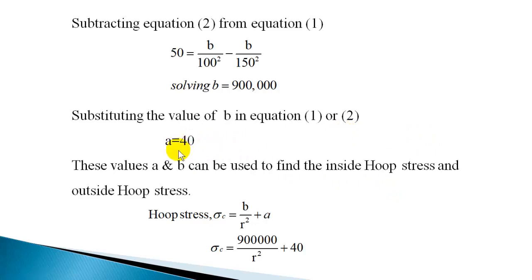Now the constants A and B are known. Now you can use Hoop stress equation to find out the stress at any radius r.